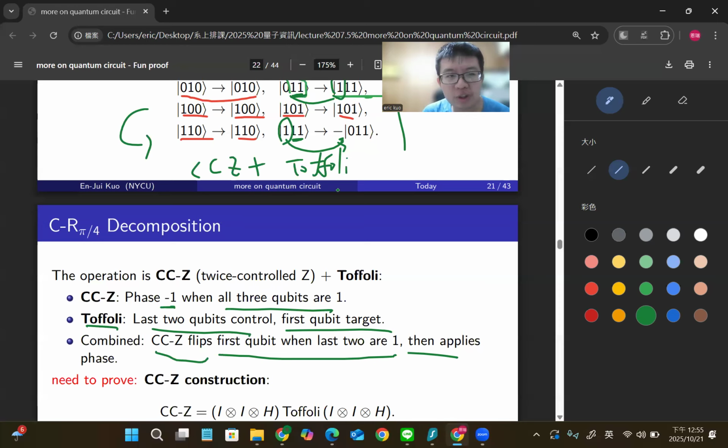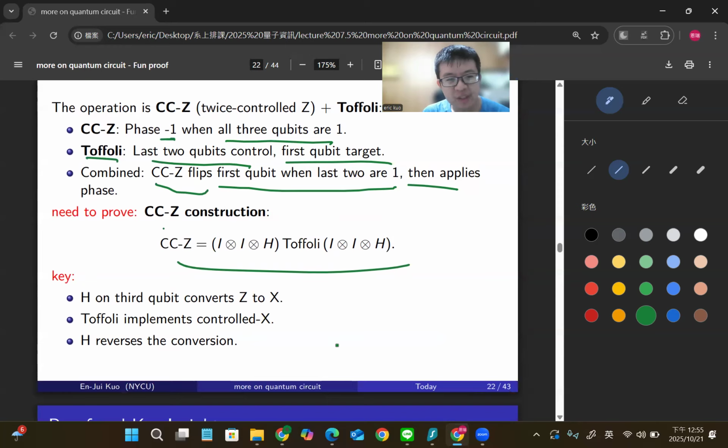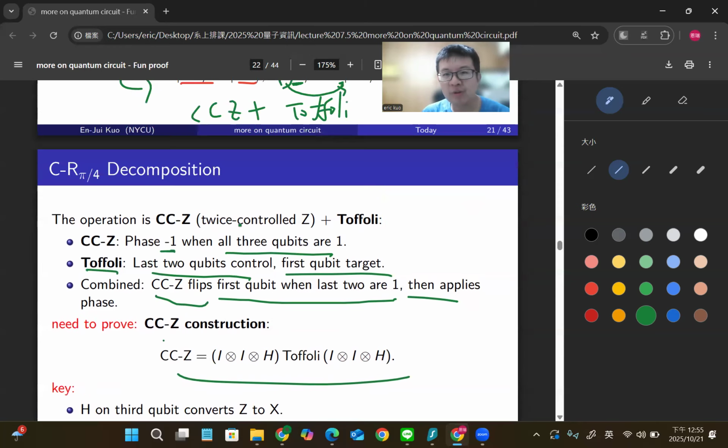Okay, but notice that control Z is very simple, right? Because I can use Hadamard to change Z to X. So actually it's control X, but control X is a Toffoli, right? So this is the relation. I can use Hadamard to exchange Z and X. That means control Z can be reproduced by Hadamard and Toffoli, so everything is Hadamard and Toffoli.